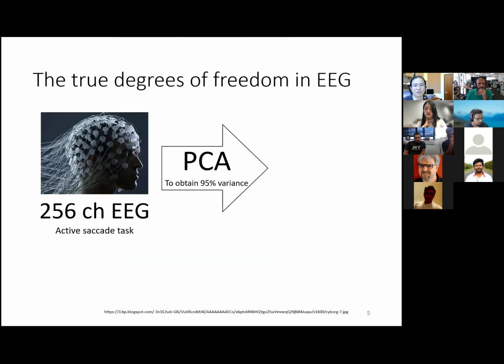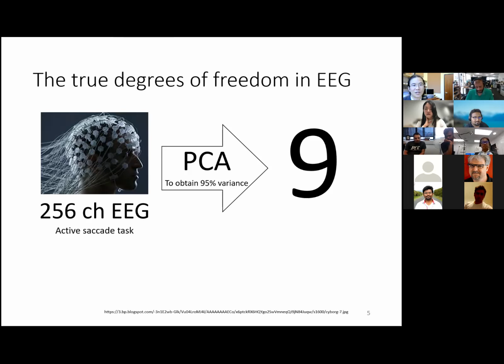I happen to have this high density EEG recording data, like 256 channel EEG. Again, this is recorded from the scalp, okay? And I applied a very simple standard engineering process to compress the data using principal component analysis to get 95% of the variance. And how many principal components did I need to obtain the 95% of the EEG data? And that was only 9.